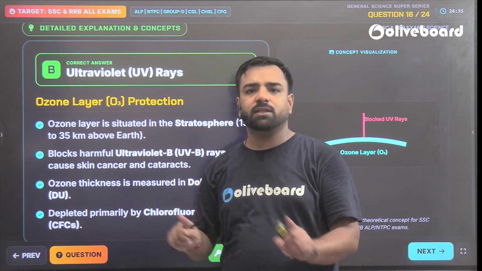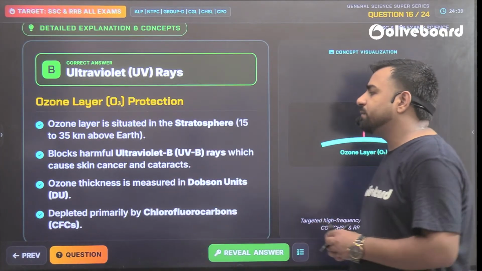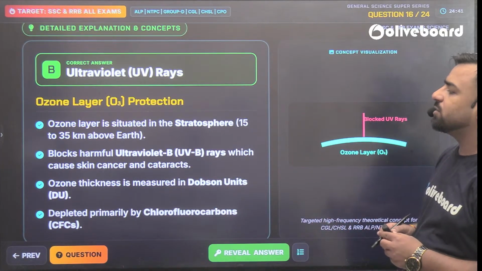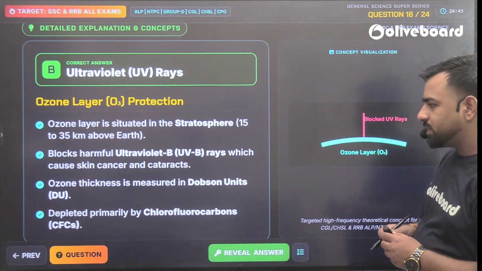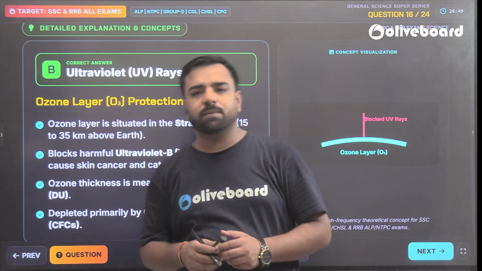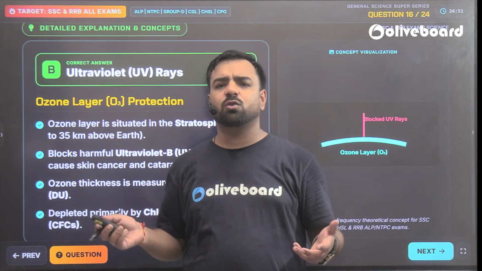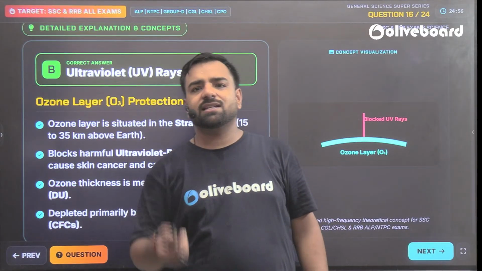Yes, you need to remember this because it has been asked in the examination. Then it blocks harmful UV B rays which cause skin cancer and cataracts. Ozone thickness is measured in Dobson units, and it is also depleted by CFCs, that is chlorofluorocarbons, but we don't use these chlorofluorocarbons anymore because now we are using gases like R32 and others.